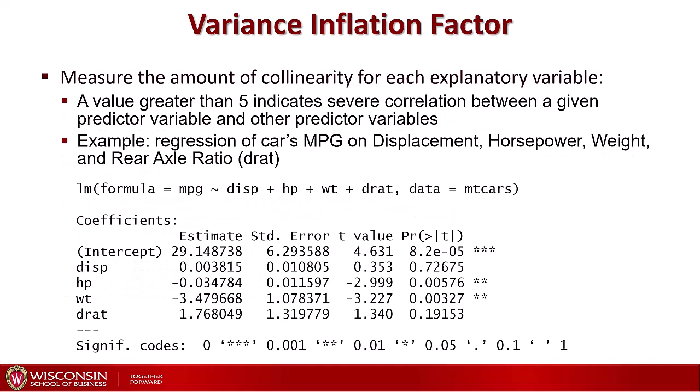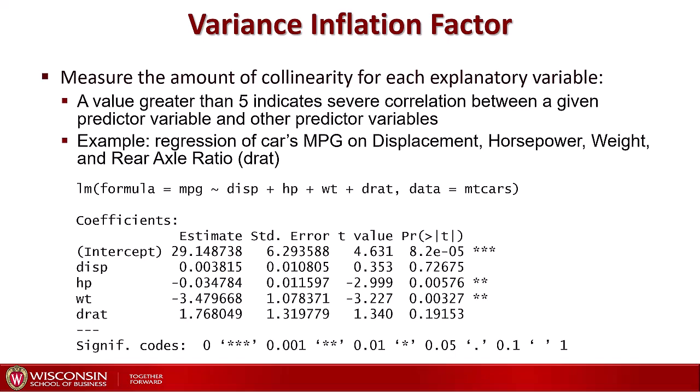One way to find the offending variables in case of multicollinearity is to measure the variance inflation factor for each of the variables. It just gives you a score that measures the amount of collinearity for each of the variables, and a value greater than 5 means that you have a strong correlation between this variable and the other ones.